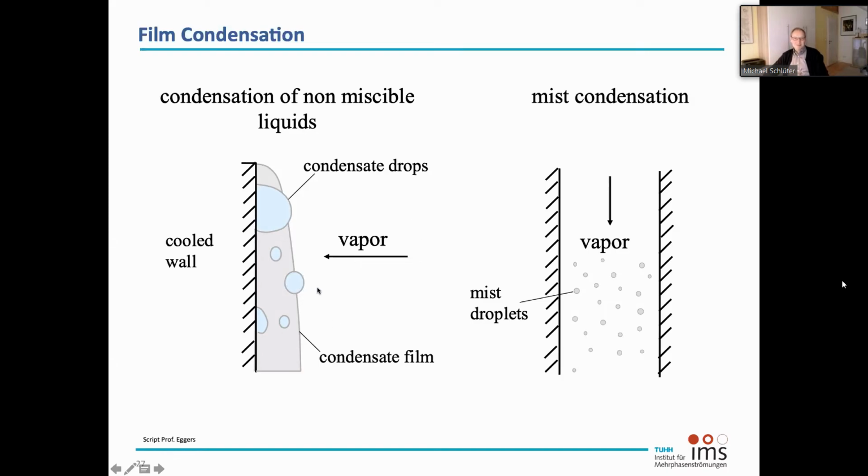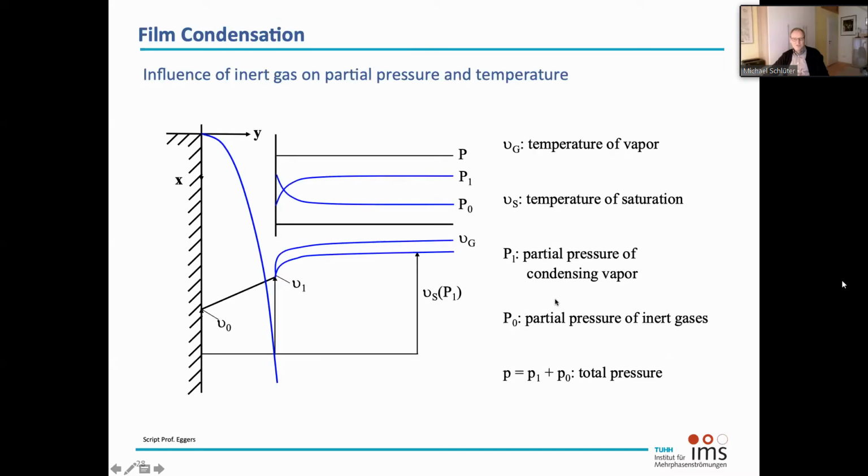Non-miscible liquids, and especially if you have a condensing situation where you have such a pipe, you might have this mist of droplets, and they can condense at the wall. And this brings us to another very important phenomenon.